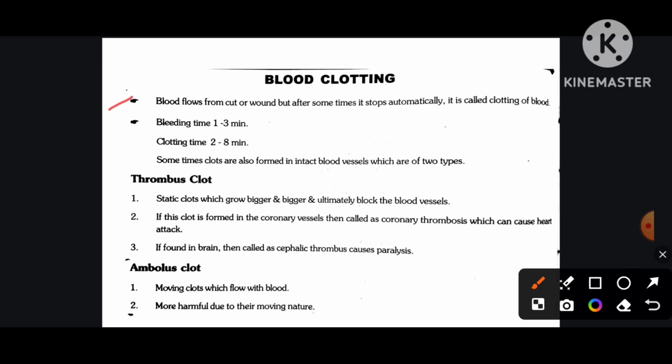Blood flows from a cut or wound, but after some time it stops automatically. It is called clotting of blood. Bleeding time is 1 to 3 minutes, clotting time is 2 to 8 minutes.